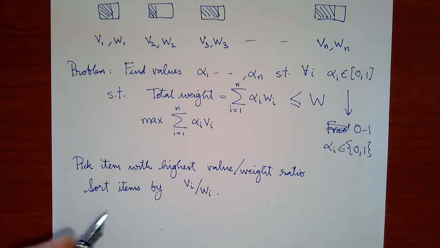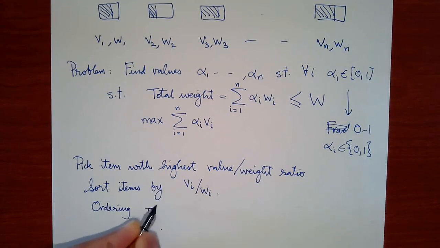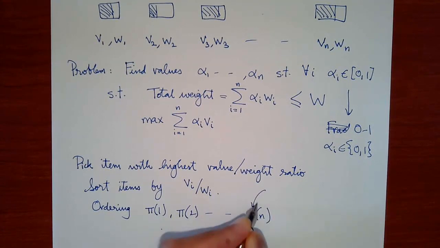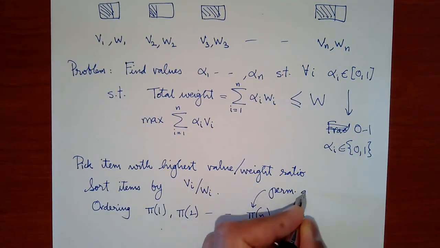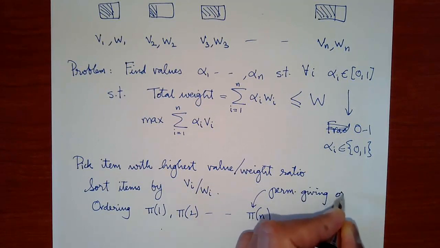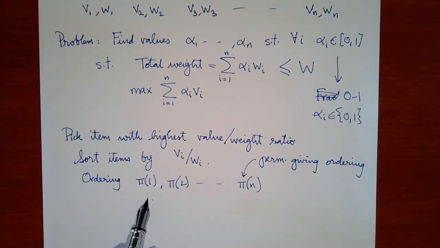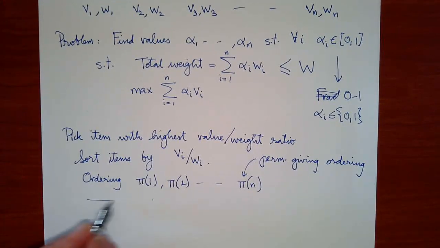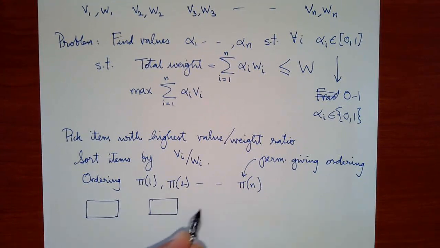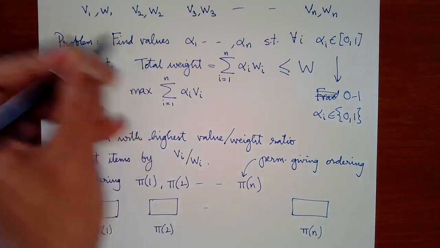Okay? So I'm just going to say this is going to give you the ordering pi 1, pi 2 to pi n. So pi is just the permutation giving the ordering. What you want to do is, just to show you a picture. Now this is the object, pi 1, pi 2, pi n. So I just relabeled things.